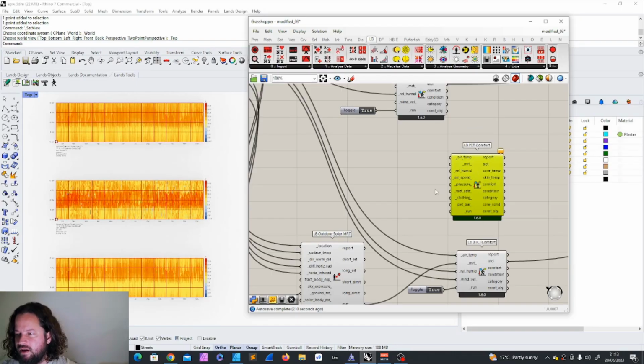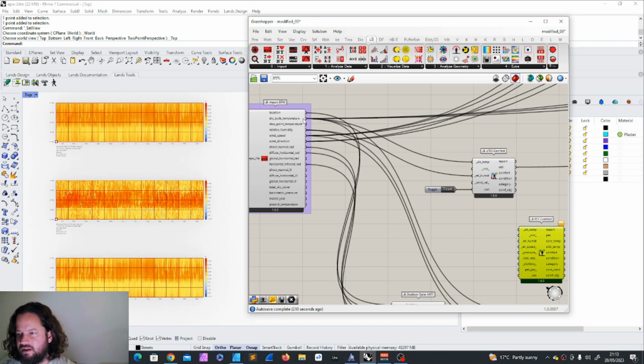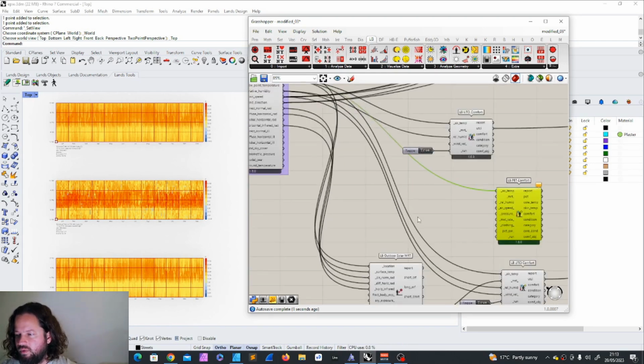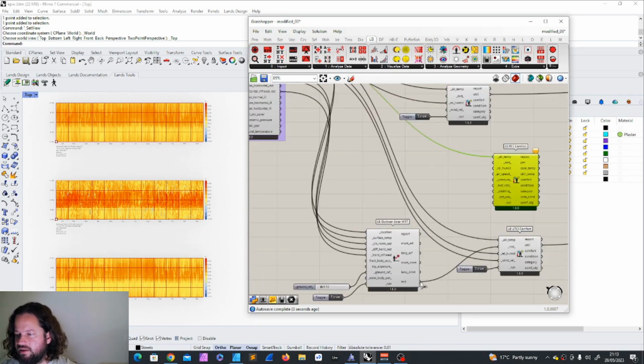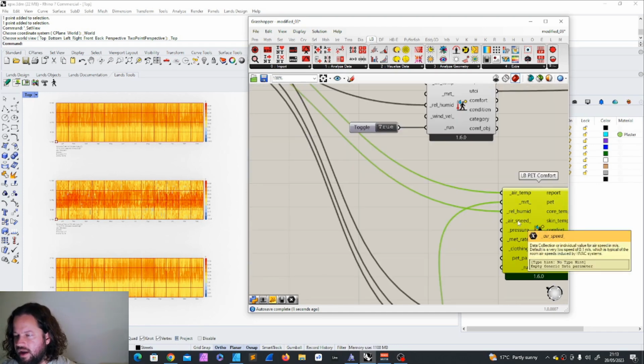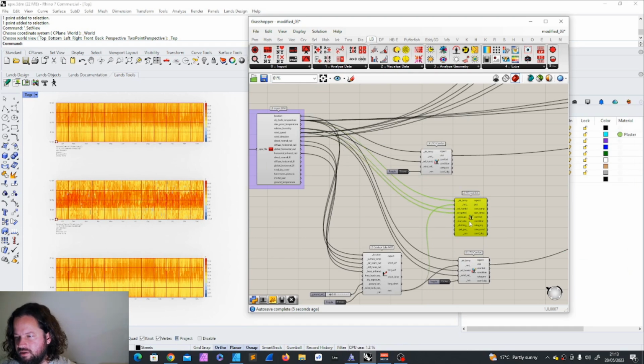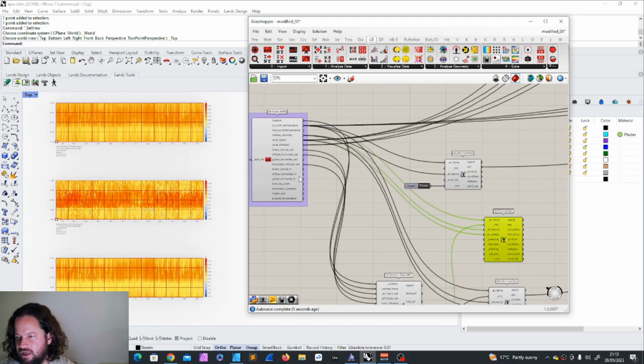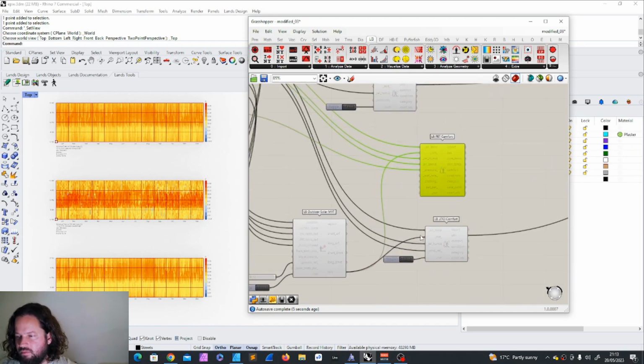So we have similar inputs. We have the dry bulb temperature. We also have the mean radiant temperature. We can put this in here. Relative humidity here. Air speed, we can take the wind speed. The air pressure, so it has more barometric pressure. It's here. And we need a run button as well.